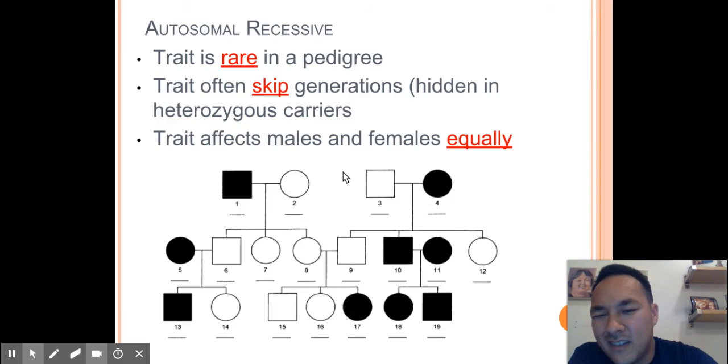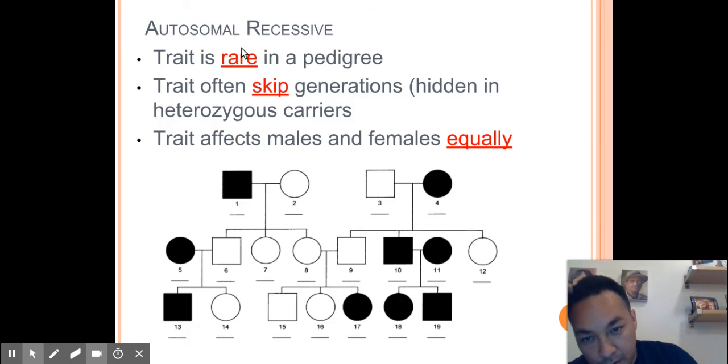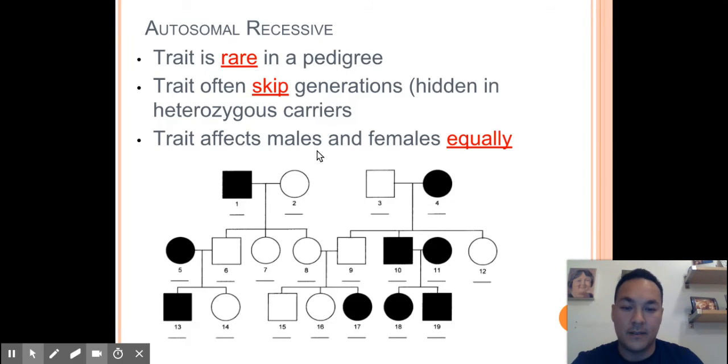So the way to look for sex linkage is to look at a female and then look at her father, and look at her sons and her daughters, and you can figure it out. So usually autosomal recessive traits skip a generation and they affect males and females equally.